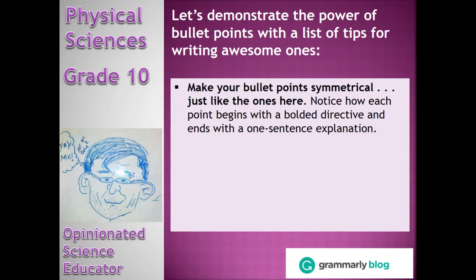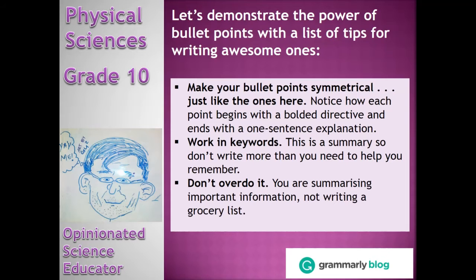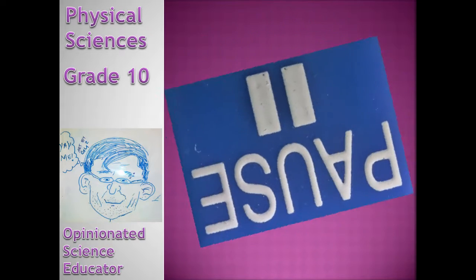Then make your bullet points symmetrical. In your mind, you want these ordered sets of facts, so make sure your bulleted points are one after the other. Did you notice that I'm beginning this with a bolded statement and then just adding one sentence to summarize? Remember, work with keywords. This is a summary. Don't write more than you need to help you remember. And don't overdo it. In other words, don't summarize it to the point where it's a shopping list. Pause the video now.